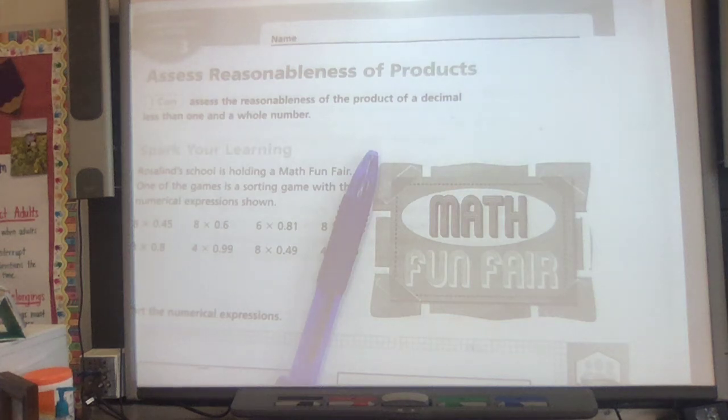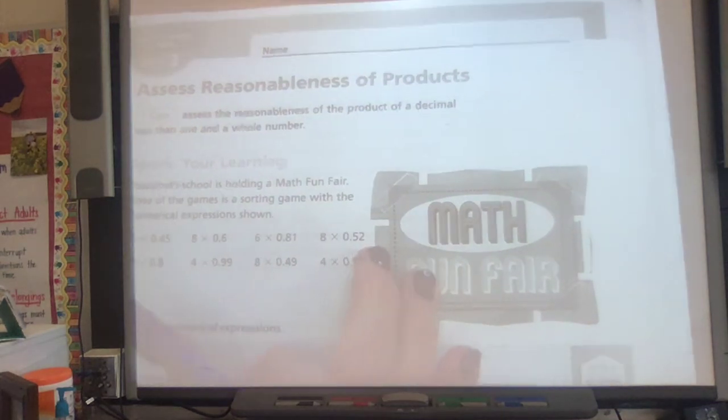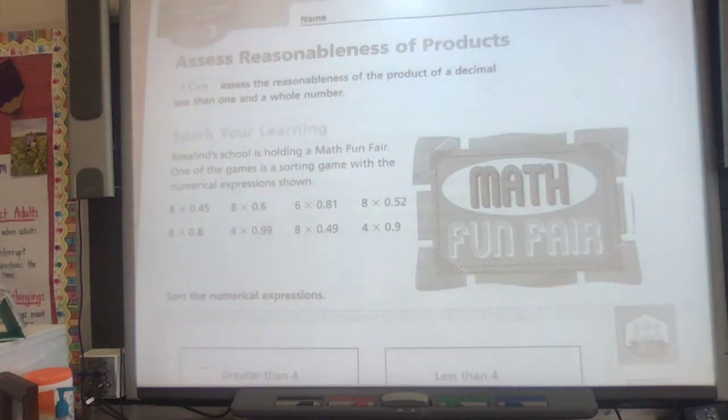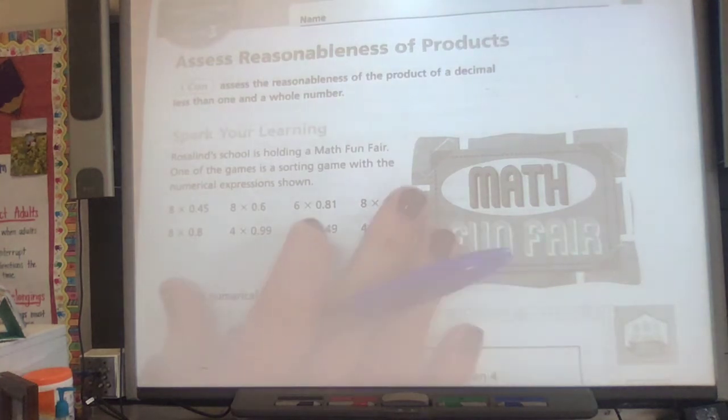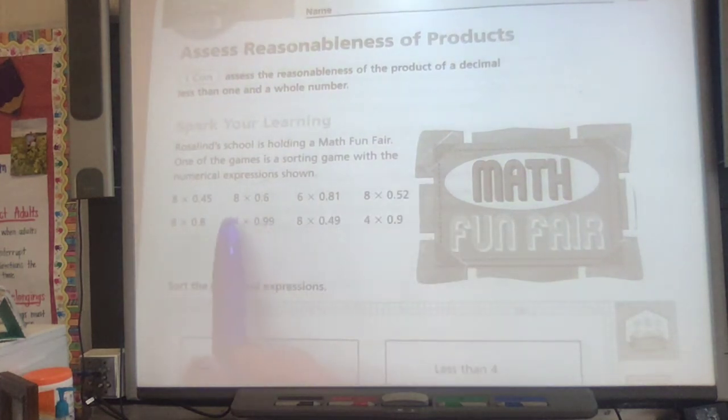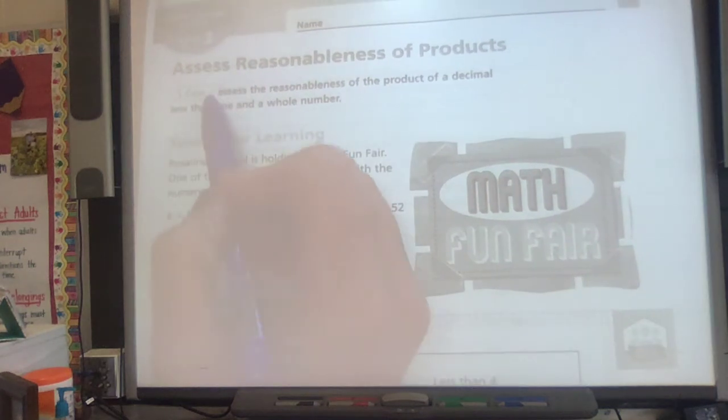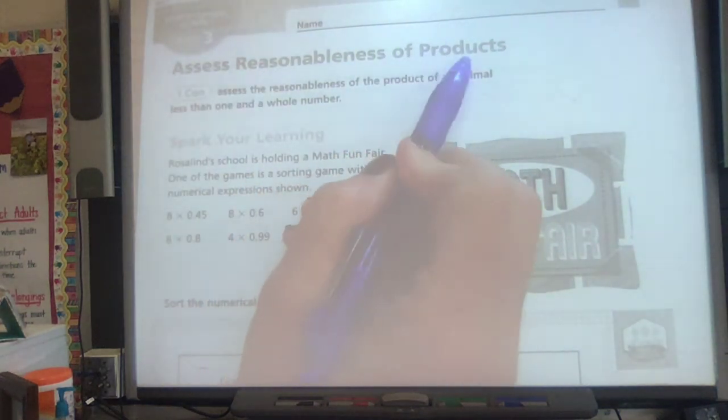Hey boys and girls, today we are moving on to lesson 3 in your book. This is from your modules 10 through 20 book, and it is page 379. Today we're going to talk about how to assess the reasonableness of products.